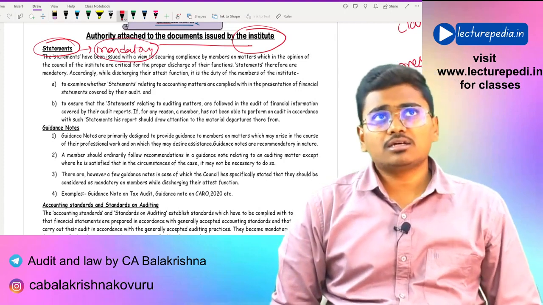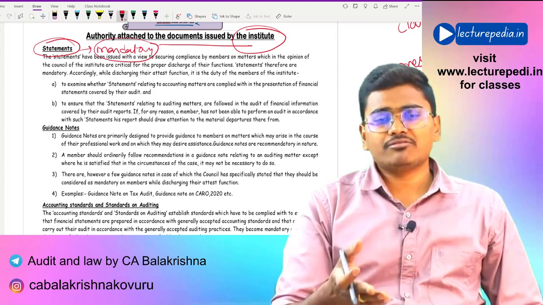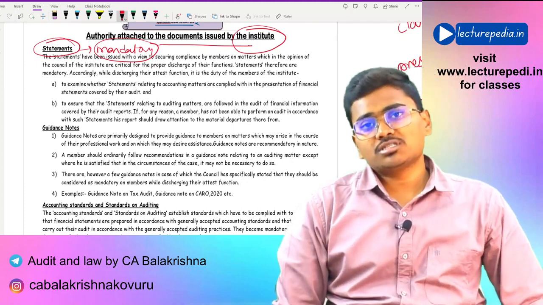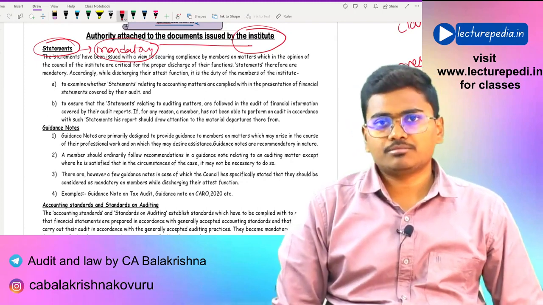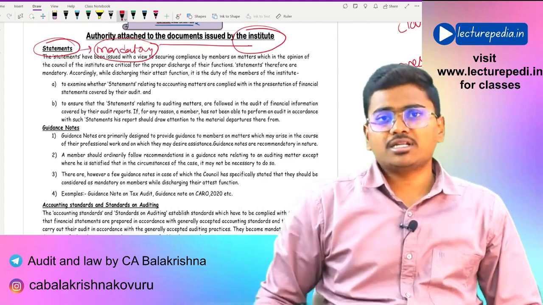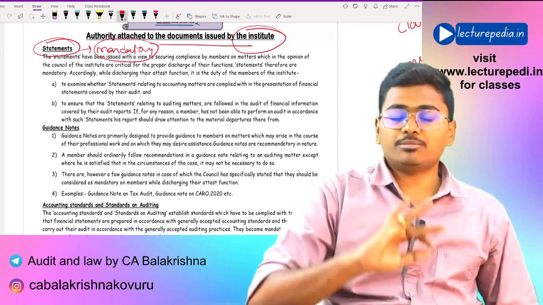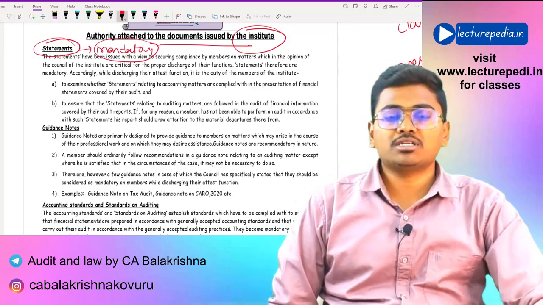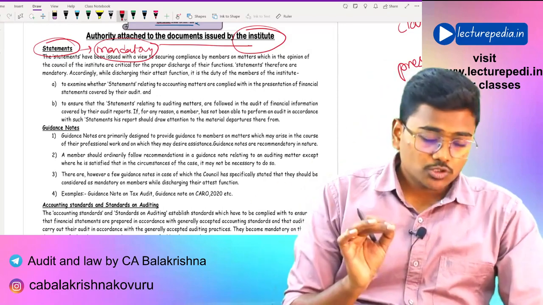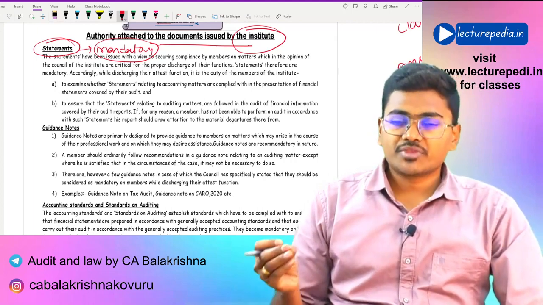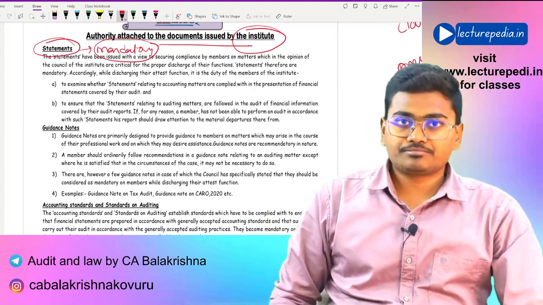Earlier, peer review, we are having this peer review chapter in our syllabus. This peer review was given in the form of a statement, but now it has been amended and it is given in the form of guidelines. But earlier, peer review is also one of the statements that is issued by the ICAI, and you must remember that the statements that the ICAI issues is mandatory.